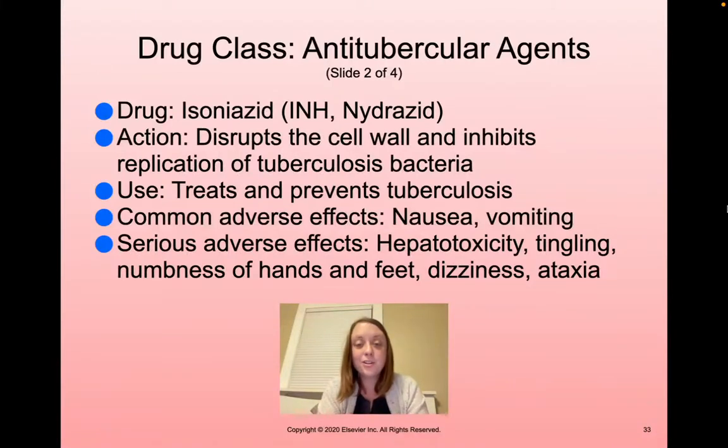The next antitubercular drug is called isoniazid or INH or Nydrazid. This works by disrupting the cell wall and inhibiting the replication of tuberculosis bacteria. So it treats and prevents tuberculosis, but like all these other drugs, it has some adverse effects like nausea and vomiting, and some more serious effects including hepatotoxicity, tingling, numbness of the hands and feet, dizziness, or ataxia.